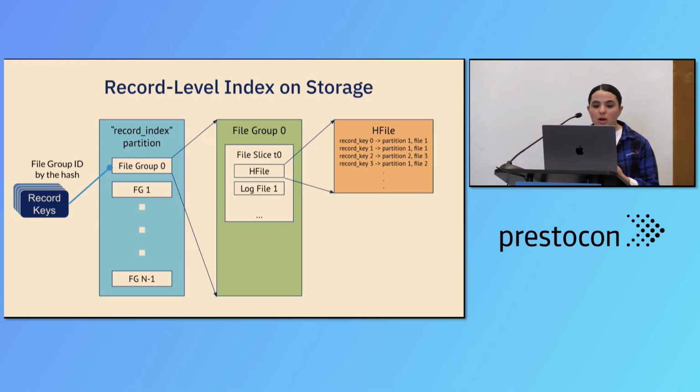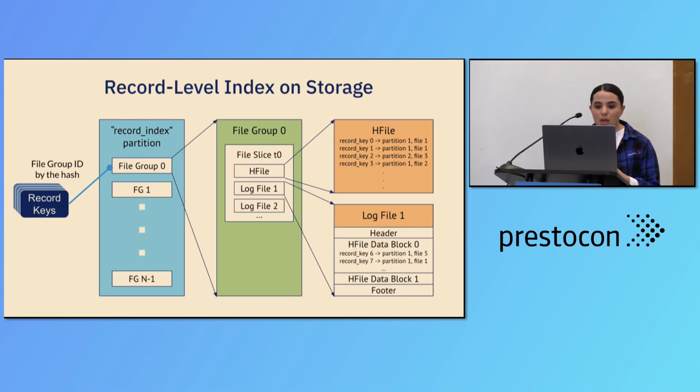And then when there are updates to the record level index, the metadata table internally writes new log files with the updates. And during the lookups, both the base and log files are scanned in the point lookup way. The metadata table also periodically compacts the data into file groups to make sure that the performance of reading the record level index is good.